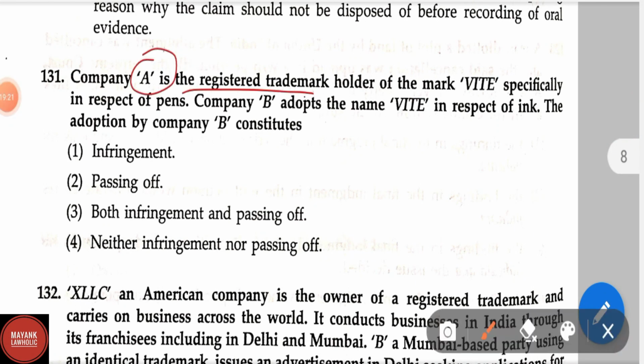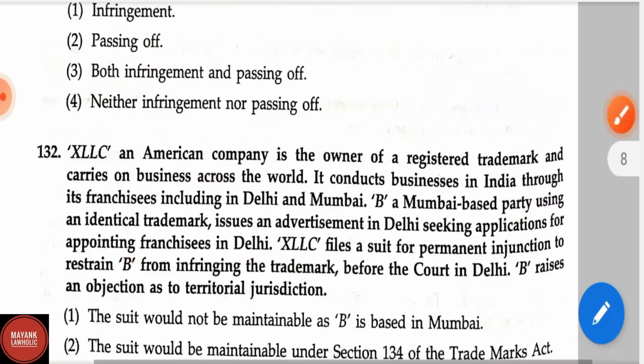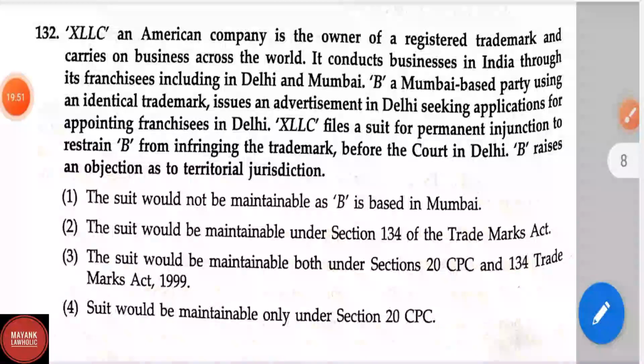Company A is the registered trademark holder of the mark White, VITE specifically, in respect of pens. Company B adopts the name White, VITE in respect of the ink. The adoption by Company B constitutes: infringement, passing off, both infringement and passing off, or neither infringement nor passing off. In this question, the correct answer is option 3, both infringement and passing off. Now let us see question number 132.